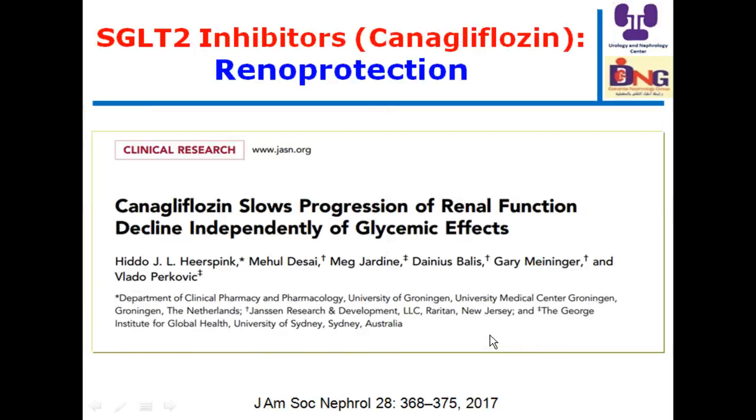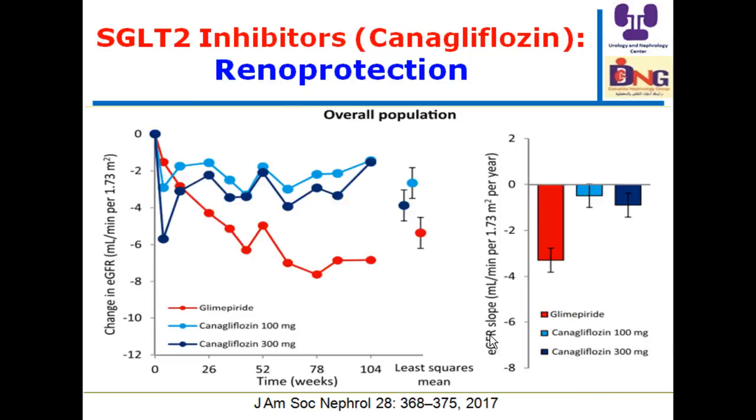Another member, canagliflozin, and renal function decline. This is in comparison to glimepiride. Canagliflozin, either 100 milligram or 300 milligram per day, is superior and is associated with preservation of GFR, because the change of GFR is drastic with the use of glimepiride, and here the GFR is preserved. The drop is low with the use of canagliflozin.